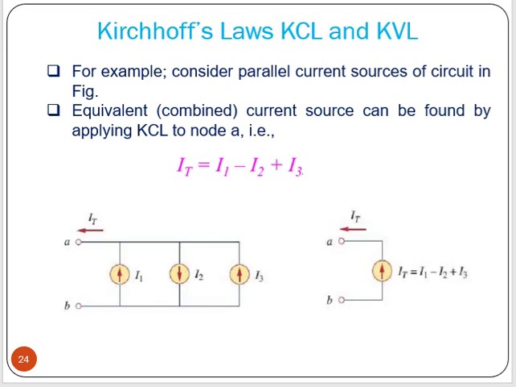So for Kirchhoff's law, for example, let us take this circuit. We have I1, I2, I3. Here I1 is upward, I2 is downward, I3 is upward, and IT is going this way. That means IT equals what? I1 and I3 are both entering, I2 is leaving. So we can write IT equal to I1 plus I3 minus I2. I1 entering is positive, I3 positive, and I2 leaving, so negative.